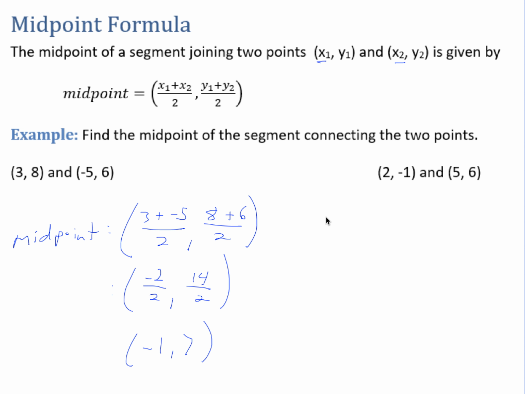Same idea over here. So the midpoint: 2 plus 5 over 2, that's our x value plus our other x value. And then the y value would be -1 plus 6 over 2. And we simplify. This is 7 over 2, so we got 7 halves, or 3.5, and this is 5 over 2. And so that's the midpoint. We can leave it as an improper fraction, or you can write it as a mixed number if you want.